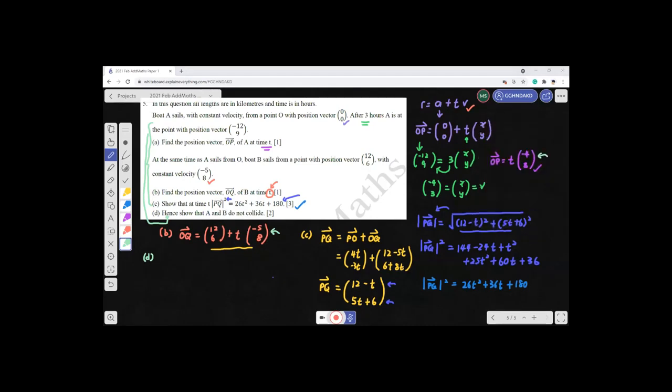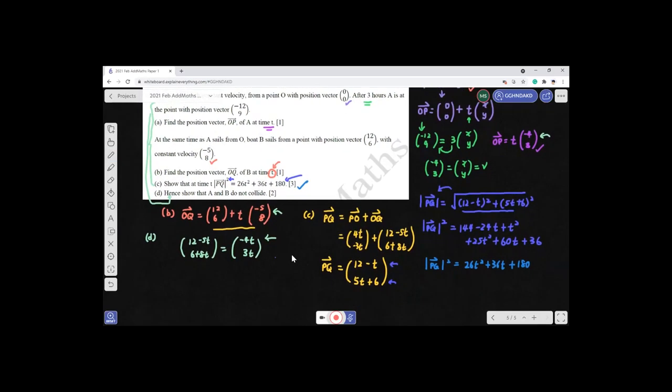Equal to each other, yes. Collide means intersect. Intersect means you meet each other, means you need to equate them together. So 12 minus 5t from the OQ and 6 plus 8t from the OQ will be equal to the OP here, minus 4t, 3t. First I compare the top. 12 minus 5t equals negative 4t. I bring the minus 5t over to get 12 equals t. t equals 12.